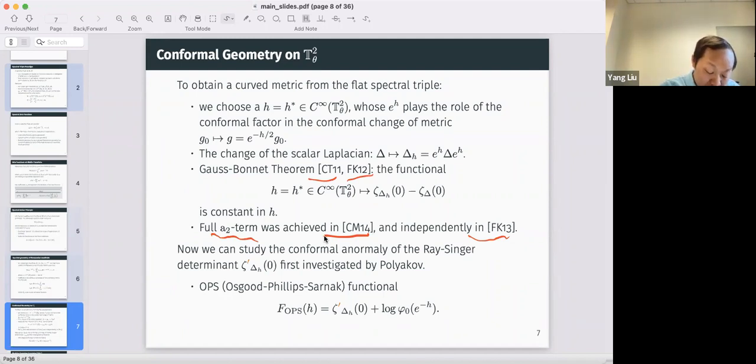And then with the full information, we can study the conformal anomaly attached to the Ray-Singer determinant. I think it starts with the work of Polyakov. We know that with this conformal anomaly, when you consider some variational questions, you can also recover the notion of scalar curvature.